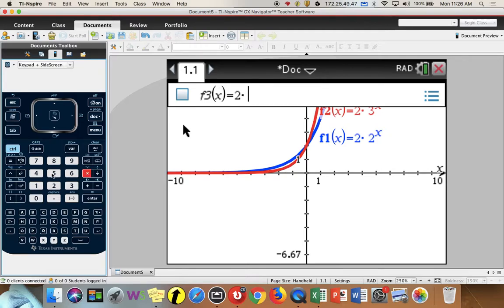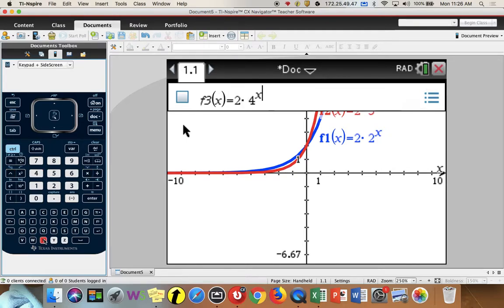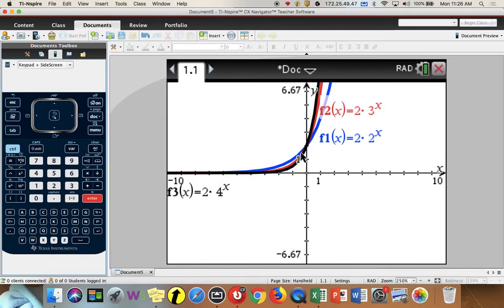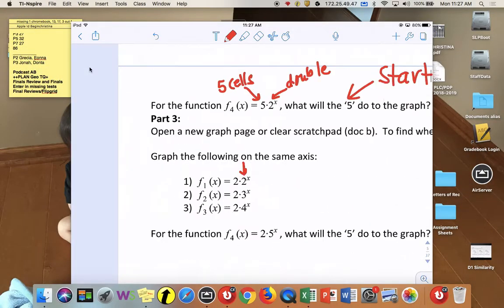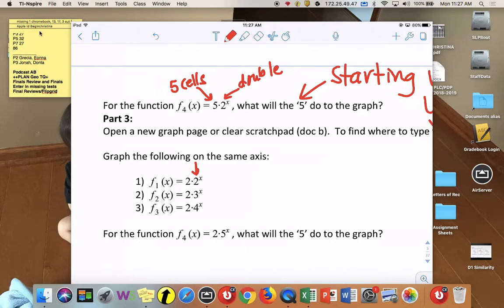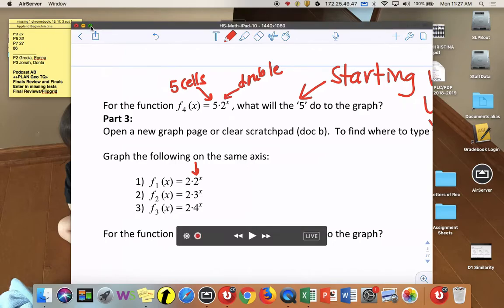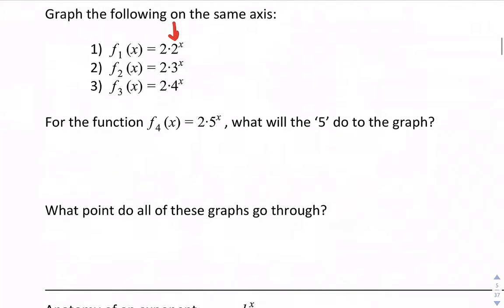All right, let's do the next one. 2 times 4 to the x. Again, it goes through 2, but it's even steeper because if you think about it, it's quadrupling every day instead of tripling or doubling. So if we take a look at that, the 5 is going to make it more steep because it'd be like multiplying by 5 every day or every hour, whatever x would stand for. So this is going to make it steeper.